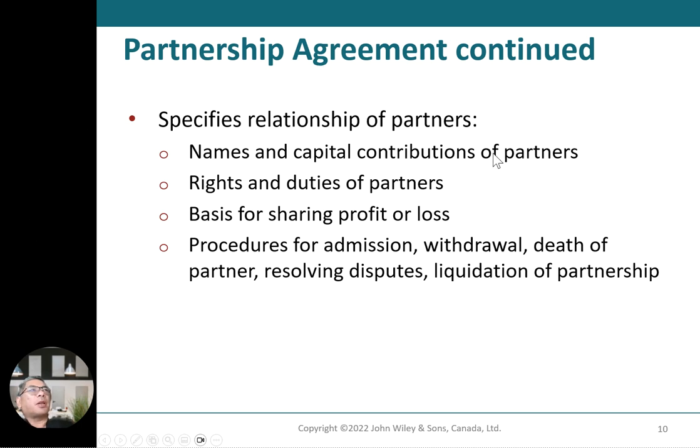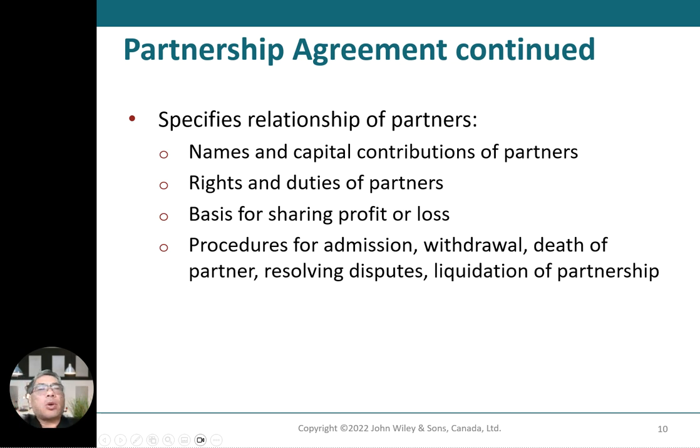And then specify your partners, for example, name and capital contribution of each partner. For example, everybody is going to contribute $10,000. So everybody is going to put $10,000 into that samosa shop. And then there are the rights and duties of partners, and then there's a basis for sharing profit and loss. There are also procedures in terms of admission, withdrawal, death, resolving disputes, and liquidation of the partnership.